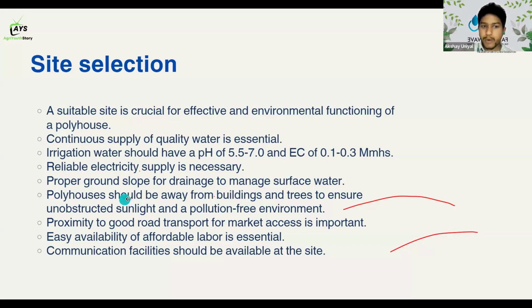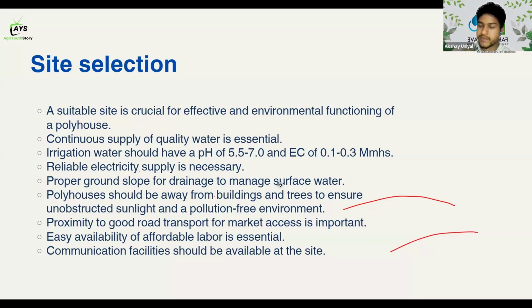Then we need to have a proper ground slope for drainage to manage surface water. So we do not want any kind of flooding to happen in the polyhouse. The whole point of building a polyhouse is that we are protecting it from climatic problems.